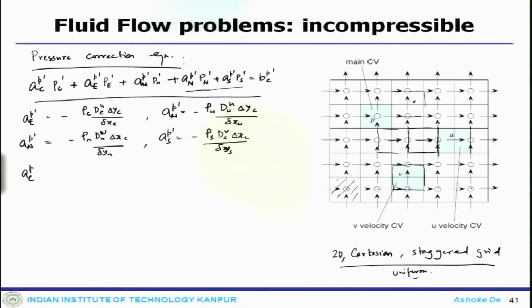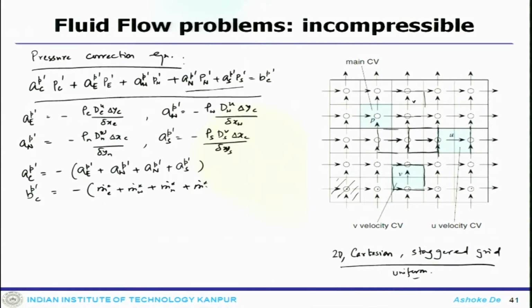and aC p prime is aE p prime, aW p prime, aN p prime, aS p prime, and bC p prime equals minus m dot E, m dot W, m dot N, m dot S. So, that is how you get the correction equations with all relevant coefficients.